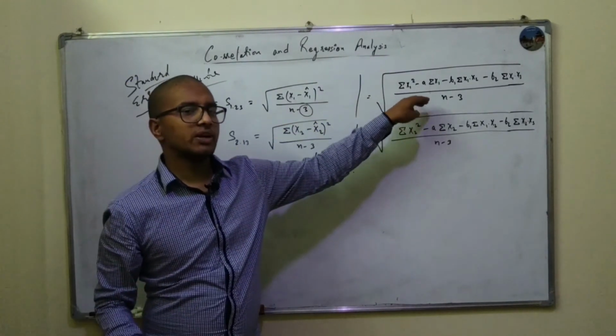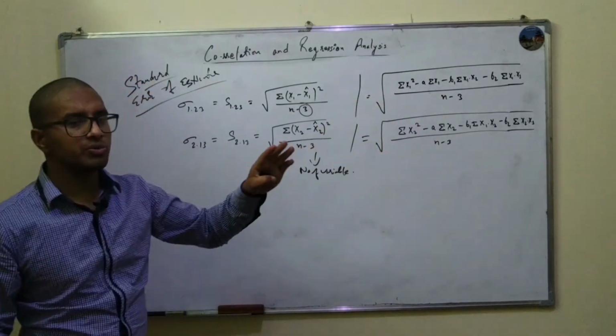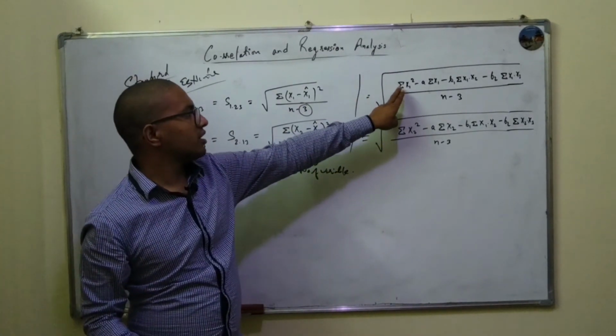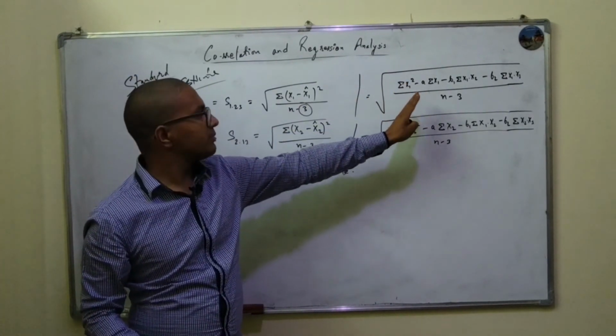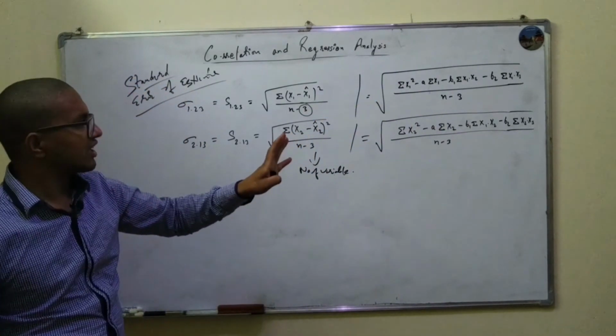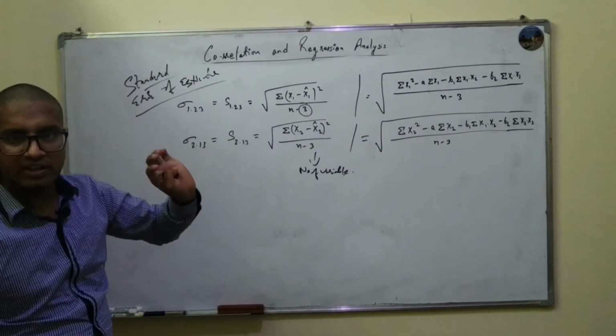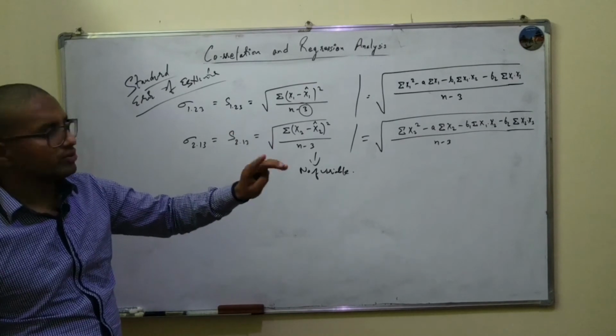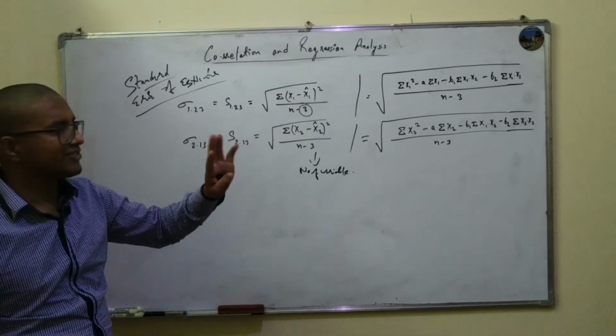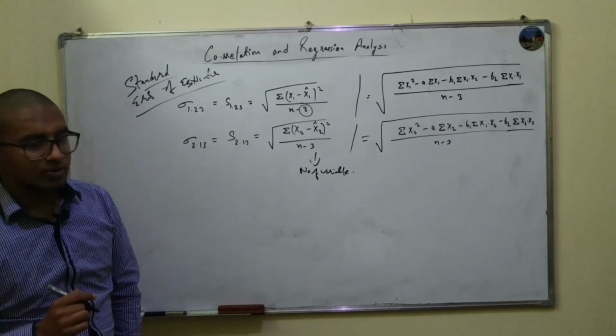You could use the other way as well, which is basically under root, summation x1 squared minus a summation x1 minus b1 summation x1 x2, then minus b2 summation x1 x3, divided by n minus 3. So you could use that as well.